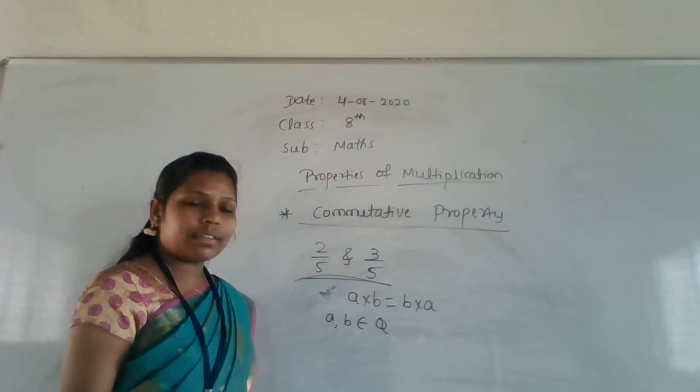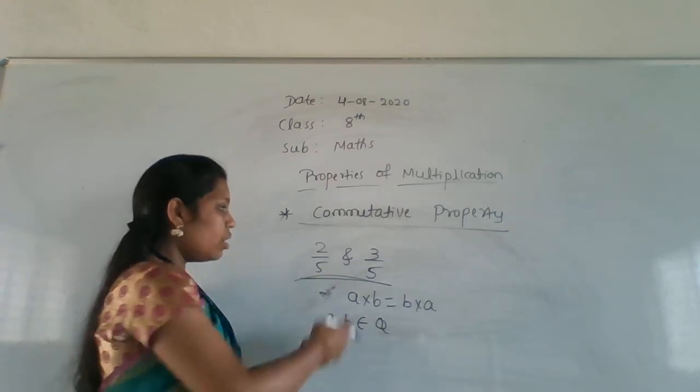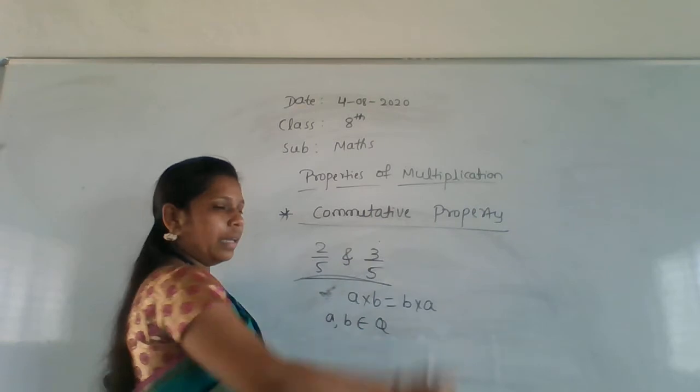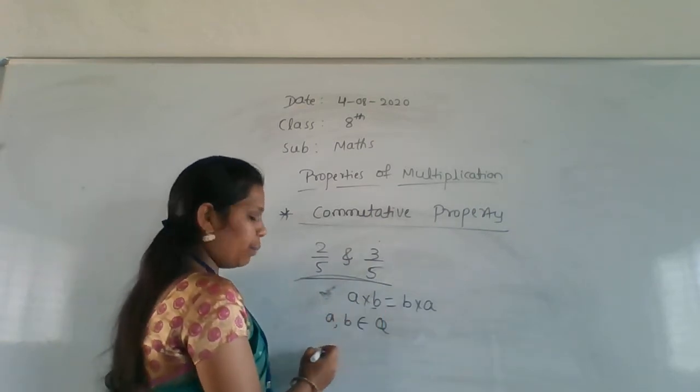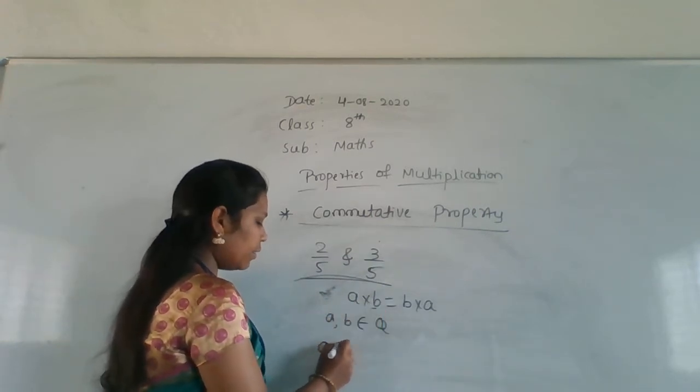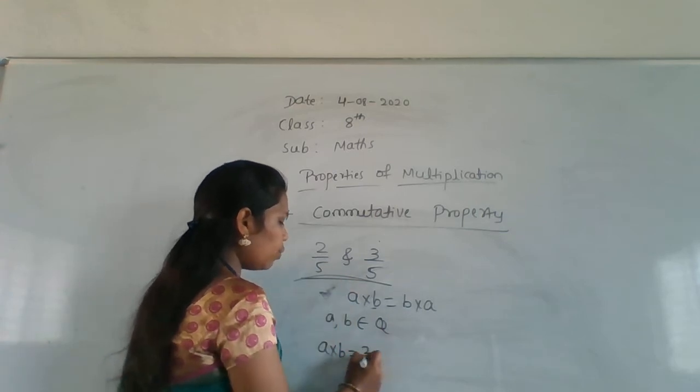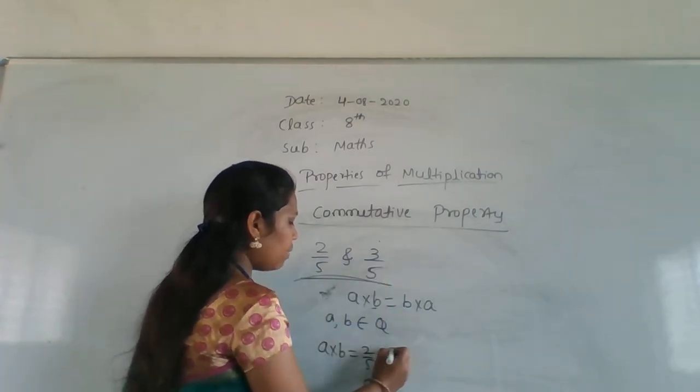2 by 5 as well as 3 by 5 is the rational number. So this is A and this is B. Okay. Now we will do the A into B. A into B, that is nothing but what? A is 2 by 5 and into 3 by 5.